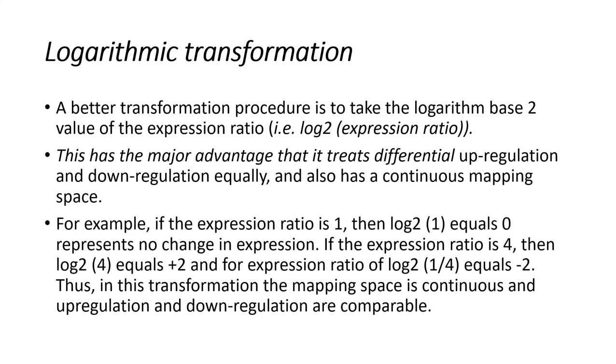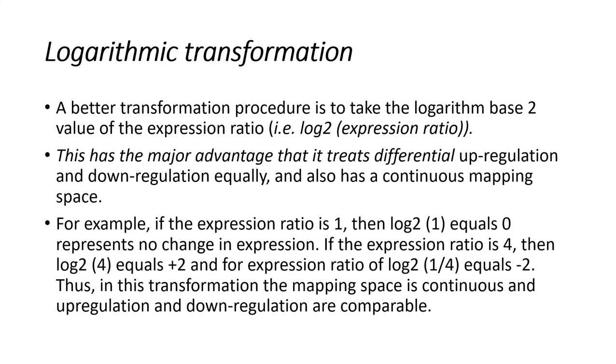How does it happen? For example, if the expression ratio is 1, then log 2 equals 0. That means if there is no change in the expression, if the genes of the test sample are showing similar expression to the reference sample, the value will be 0, meaning no change in the expression. If the expression ratio is 4, then log 2 equals plus 2. Whatever the value, for the up regulated genes it will not go beyond 2. For the expression ratio of 1/4, it is equal to -2.